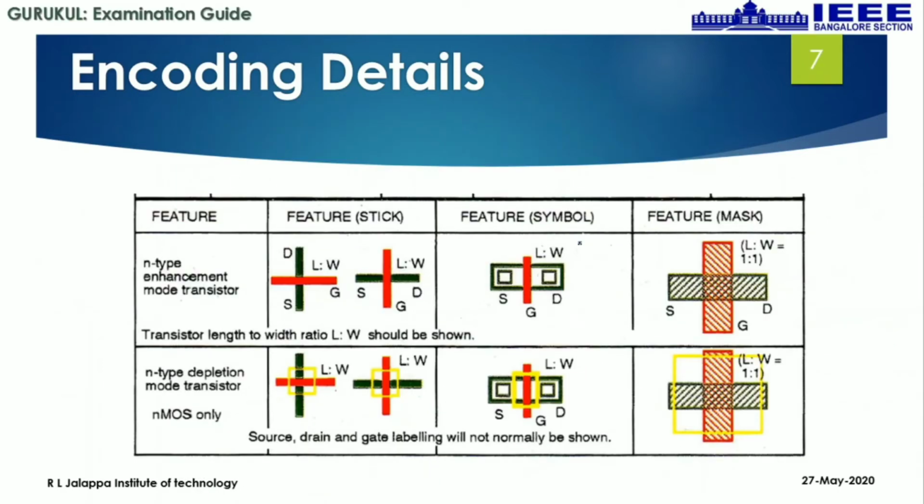Now, encoding details. In this, first let us see the stick diagram. So you have poly, this is poly, and the vertical one, green one, is diffusion. Whenever poly and diffusion cross, it becomes a transistor. So this is a representation of a transistor in a stick diagram. Okay. The same thing if you write it in an inverted way: you have horizontal diffusion, vertical poly. Even this is also a transistor.